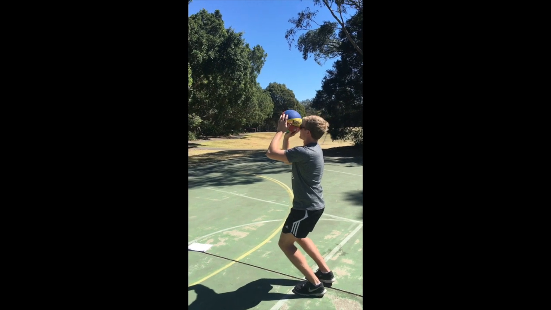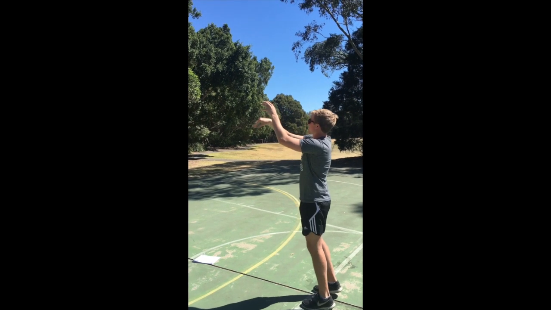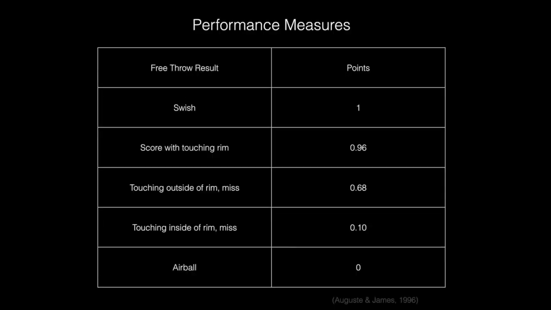5. Transfer the body weight from the feet up the body. 6. As you do this, bring the ball up to the line of sight of the hoop. 7. Shoot the ball predominantly using your thumb. 8. Follow through. Measuring performance can be broken down into two parts: outcome measures and production measures.